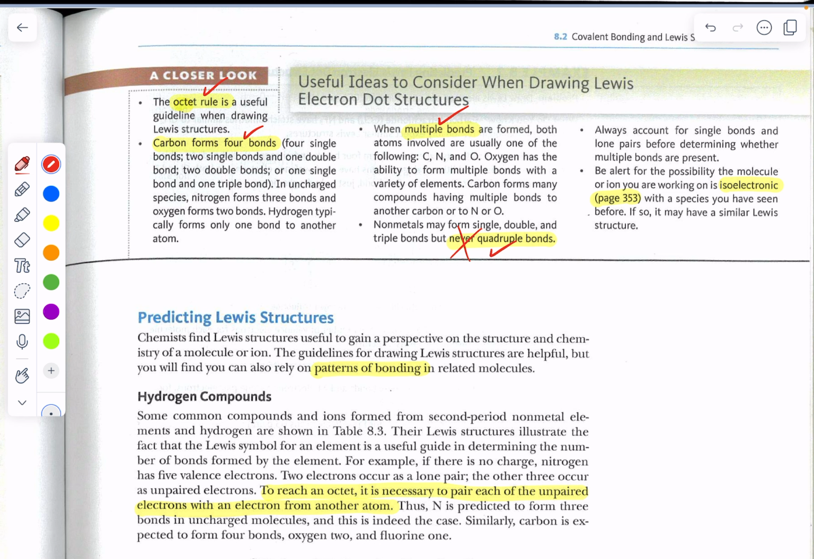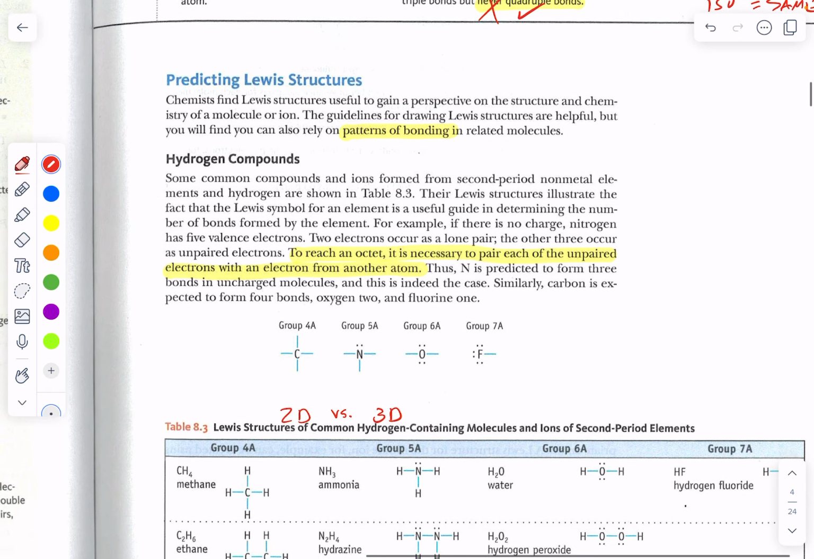And in a couple pages, we're going to talk about isoelectronic. Iso, of course, means same. In organic chemistry, we're going to talk about isomers. Earlier in the semester, we talked about isotopes, atoms with the same number of protons, but a different number of neutrons.